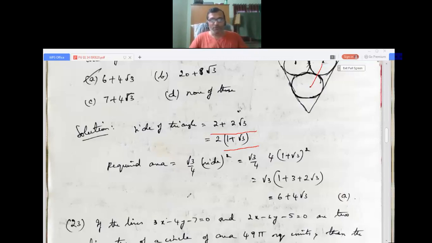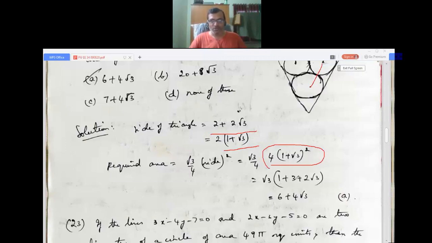So root 3 by 4 times the square of this, that is 4 into (1 plus root 3) squared. So this will be root 3, the 4 cancels, and a squared plus b squared plus 2ab gives 1 plus 3 plus 2 root 3. 1 plus 3 is 4.